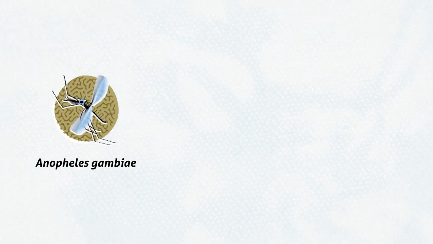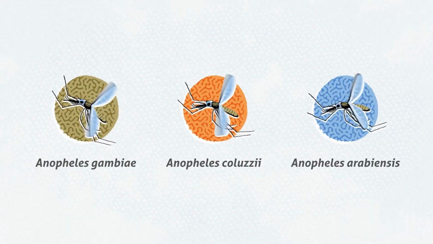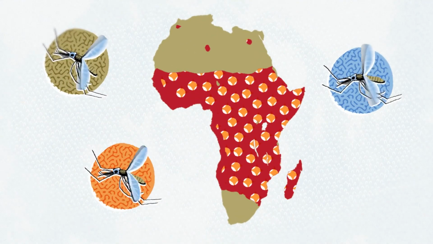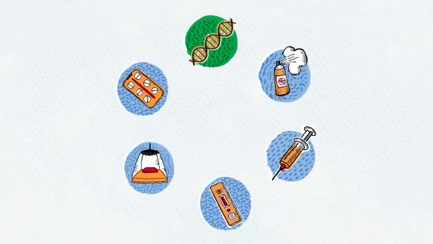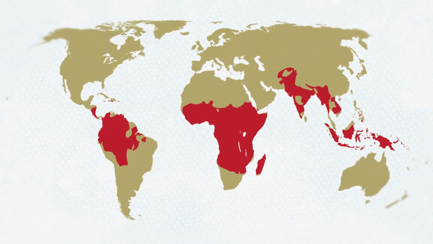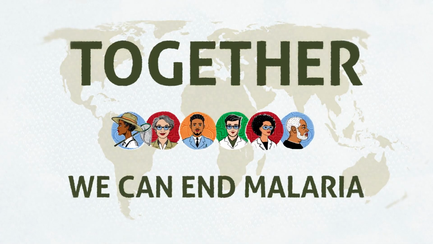Our initial approach focuses on targeting 3 closely related mosquito species that are the main vectors of malaria in sub-Saharan Africa. Because the mosquitoes themselves do the work, this approach could provide a sustainable and cost-effective tool to complement existing interventions and reduce malaria transmission in this region. Together, we can end malaria.